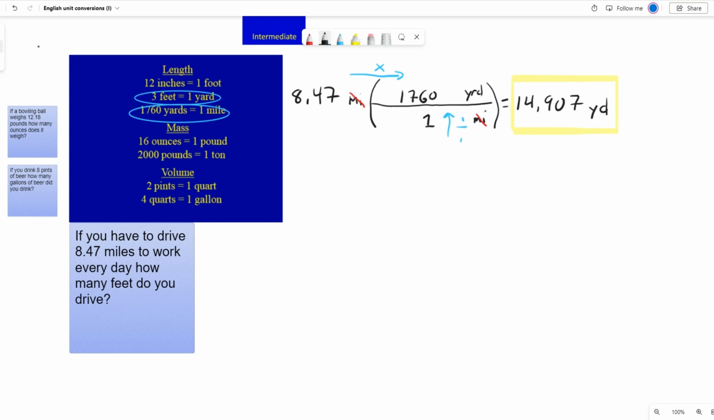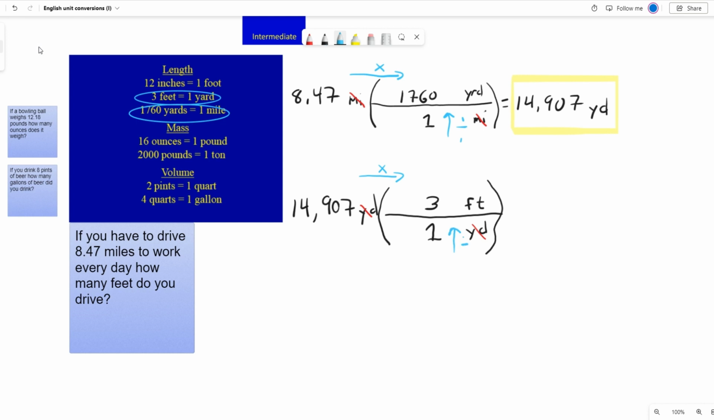So now what we'll do is take our 14,907 yards, and again, we'll set up the same type of factor label problem. Get our conversion factor ready to go here. Put yards on the bottom and feet on the top so that yards and yards will cancel out. And we see for the conversion factor between yards and feet that for every 1 yard, there are 3 feet. So now our yards and yards will cancel out. We'll multiply across and then divide up.